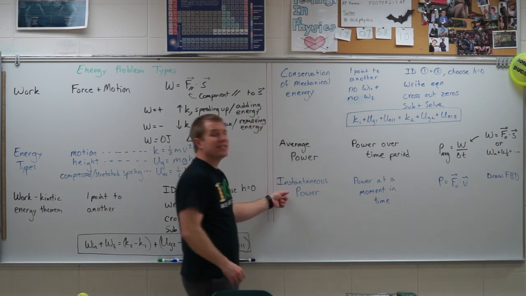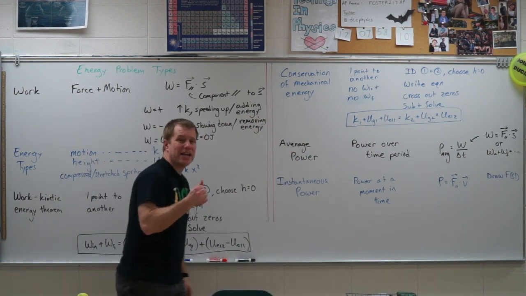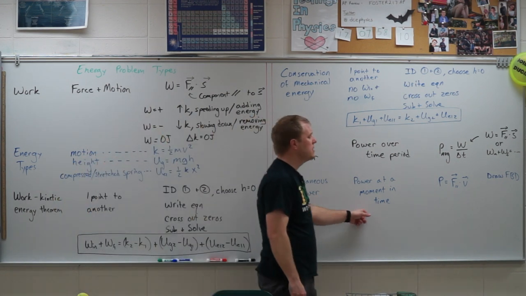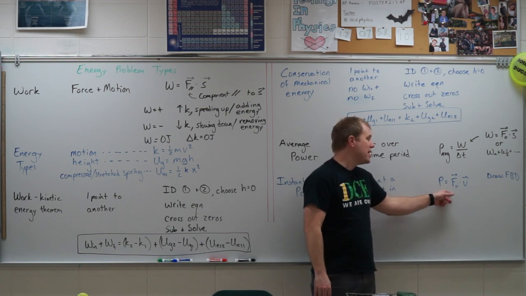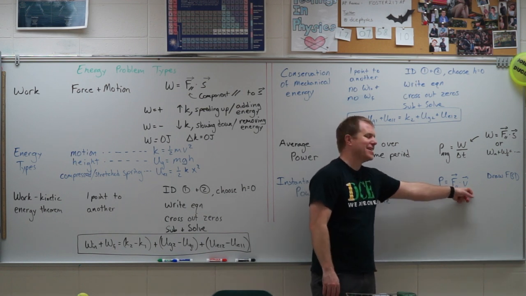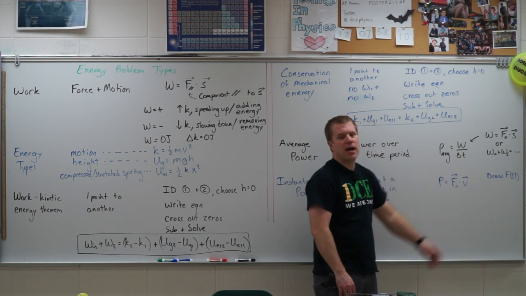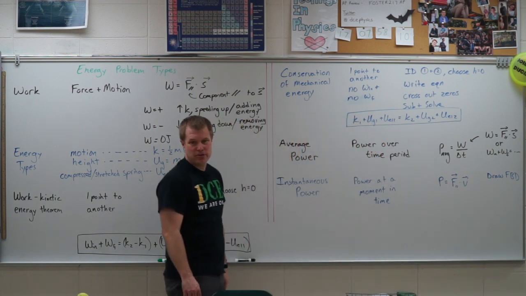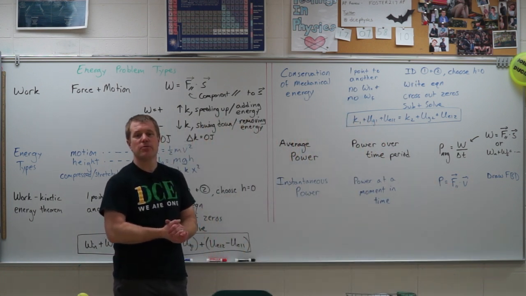The second type of power is instantaneous power. That's the power right now, just at an instant, at one moment in time. To find that, you need to multiply the force parallel times the velocity. I would recommend drawing a free body diagram in those situations. And those are your problem types for energy.